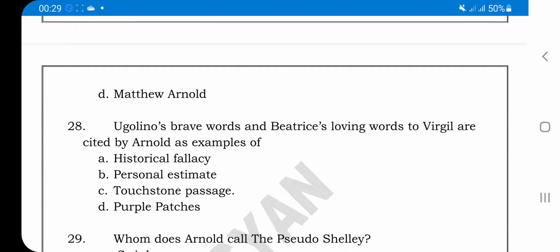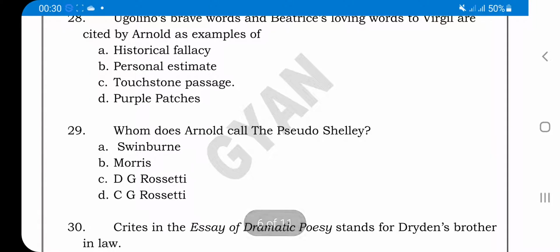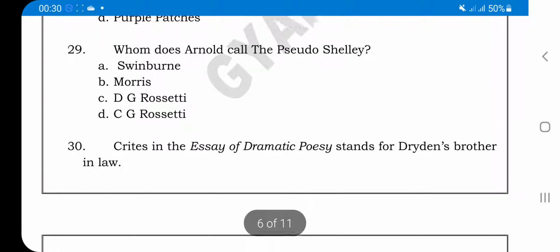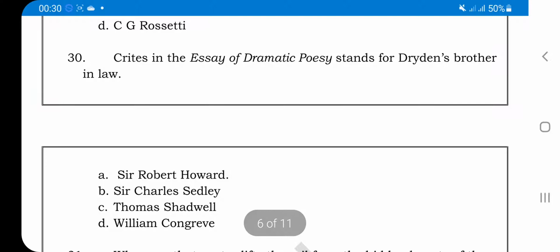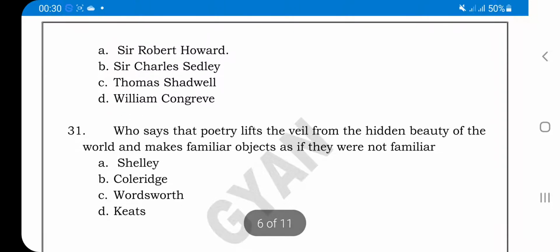Ugolino's brave words and Beatrice's loving words to Virgil are cited by Arnold as examples of. Now, whom does Arnold call pseudo Shelley? This question is quite good, isn't it? Who writes in the essay of inquiry stands for Dryden's brother-in-law? What's the name? That's quite special. Who says that poetry lifts the veil from the hidden beauty of the world and makes familiar objects appear as if they were not familiar?